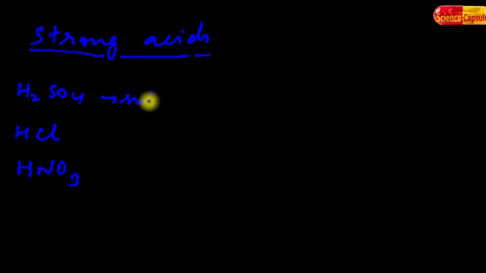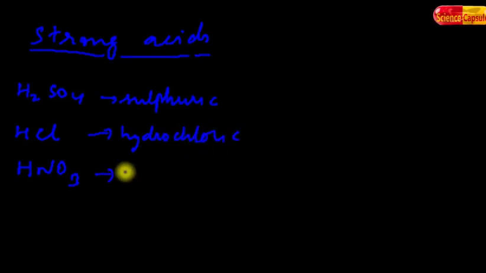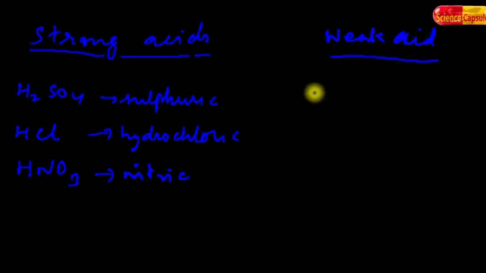So this is our sulfuric acid, this one is hydrochloric acid, and HNO3 is nitric acid. All these are acids available in the laboratory and these are classified under strong acids. When we talk about weak acids, you should know them also. Here are some of the weak acids.